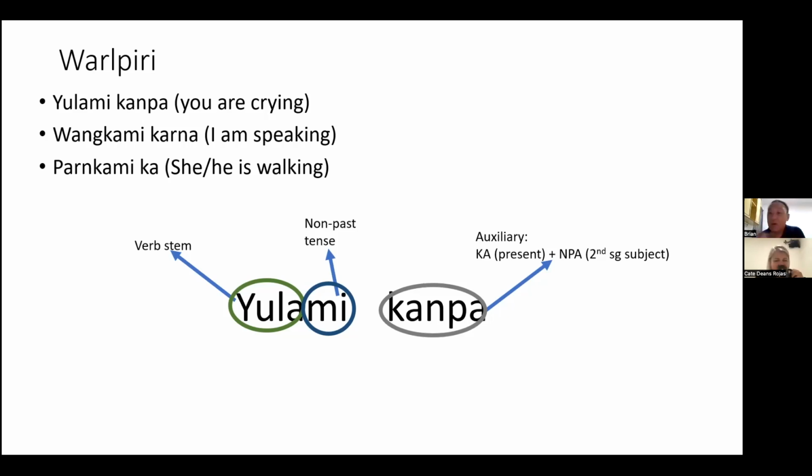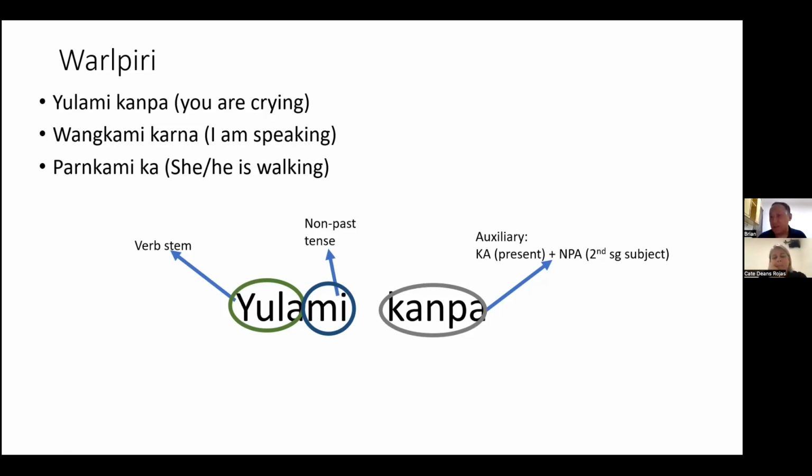And how do you know which tense it is? You see the next word, kanpa, yulami kanpa. The kanpa means you, present tense. So you are crying. The word to speak, wangamigarna, I am speaking. And then of course, pangamiga, which means he or she is walking. So if you look at the analysis, it's always the verb stem and the suffix to show the tense, past tense or non-past tense. And then you have the auxiliary.